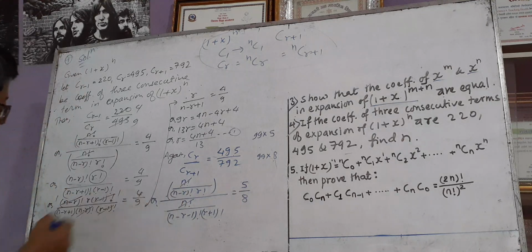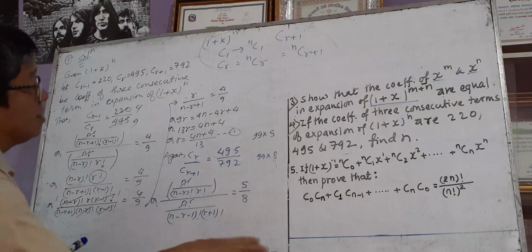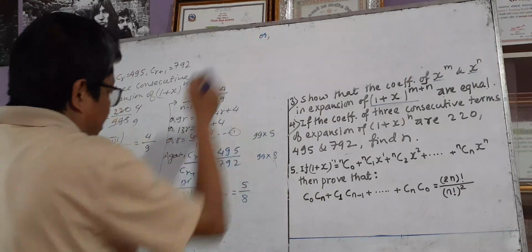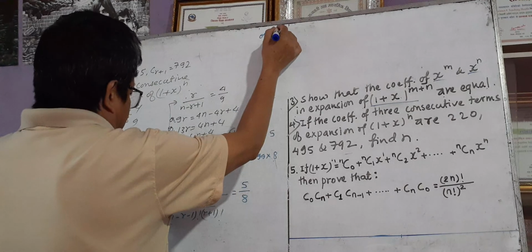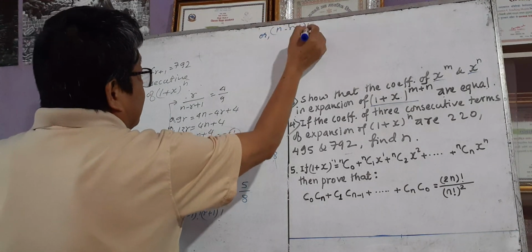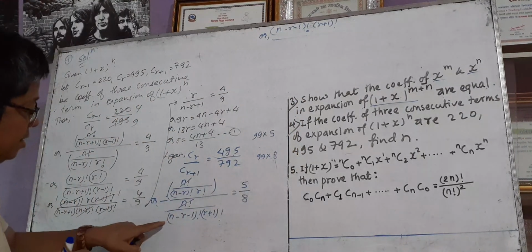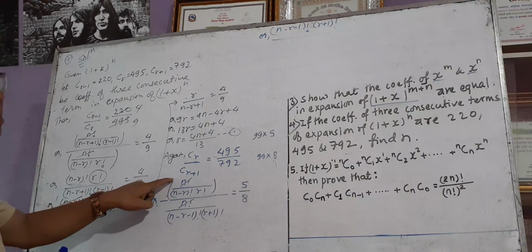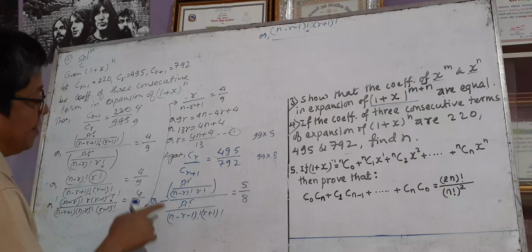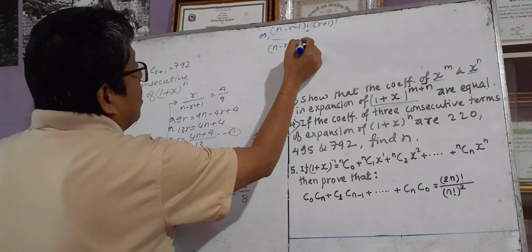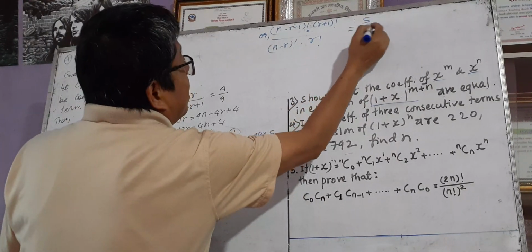The same factor from the numerator and denominator we can cancel, and we get this one. Now simplify here. So we get (n minus r minus 1) factorial by (r plus 1) factorial, since the denominator of the denominator multiplies the numerator when we divide fractions. So we get this, and (n minus r) factorial times r factorial equal to 5 by 8.